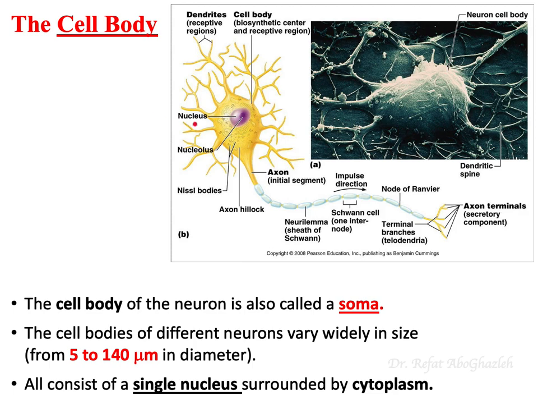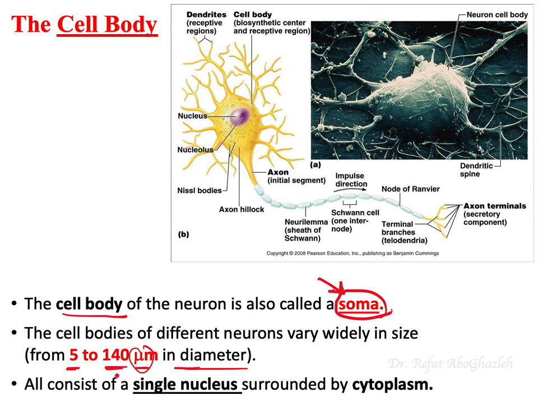Let us start with the cell body. This is the cell body of the neuron, which is also called the soma, especially when you write an article to be published or a review; you use soma. You can say the cell body of a neuron, or you can say soma, right? The cell bodies of neurons also, as I mentioned, vary widely in size. They range from 5 up to 140 micrometers in diameter. And I would like to remind you that one micron is equal to one thousandth of a millimeter, right?